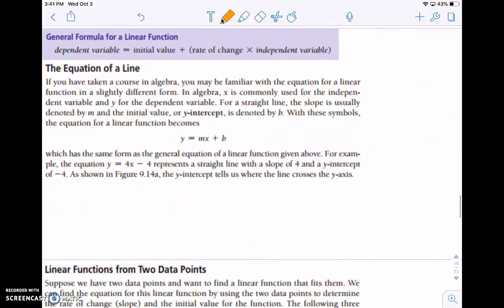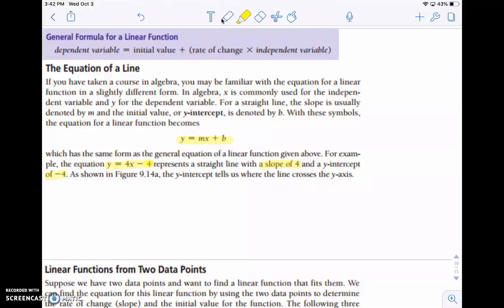Okay, now when we look at the general formula for a linear function, a lot of people are very comfortable with y equals mx plus b, where m is your slope, b is your y-intercept, and this is very commonly used. These are straight line graphs. So for example, y equals 4x minus 4 has a slope of 4, a y-intercept of -4, and that y-intercept tells you where you cross your y-axis on the graph.